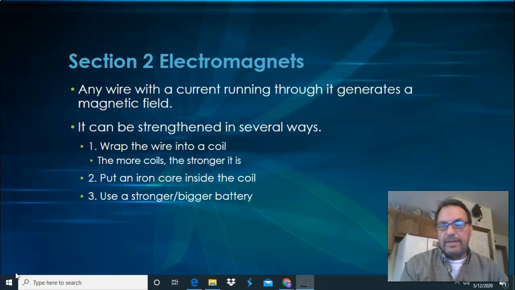But when we built electromagnets, if you remember in class, any wire with a current running through it would generate a magnetic field. So when electricity is going through a wire, and that could be plugged into an outlet, or it could be running off of a battery. Remember when we talked about the electromagnets, you had to have an iron core, you had to have wire, and then you had to have some form of a battery or some type of electricity. And then that would create an electromagnet. It can be strengthened in several ways.